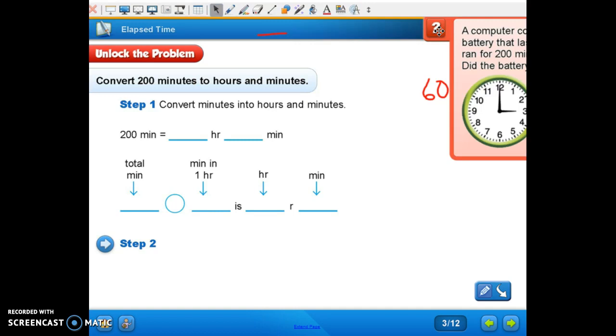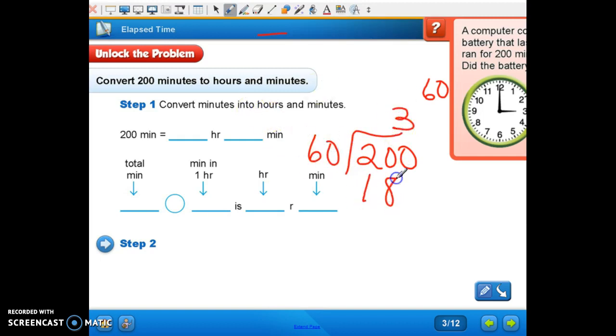You could multiply 60 times 3 and see what you get. Yes, you could. Or what else could you do? You could divide 200 by 60. Right. You could certainly multiply it if you want and keep multiplying 60 by whatever. I prefer to divide by 60. You happen to be right.